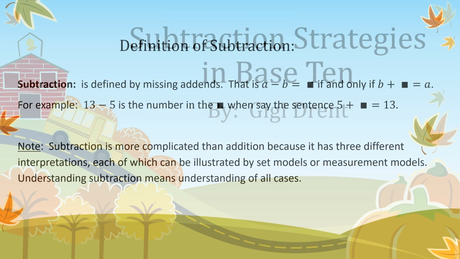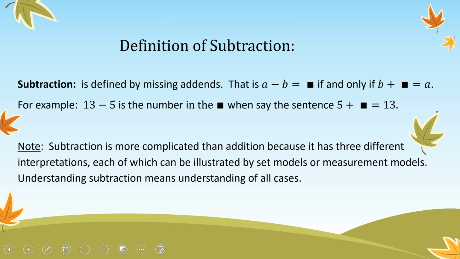So the definition of subtraction is to find the missing add-in in an addition problem. That is, it is the inverse of addition. So A minus B is blank if and only if B plus blank is equal to A. Particularly if you have 13 minus 5, the answer to that is the number that goes in the blank when you are saying the sentence 5 plus blank equals 13. And we all know that's 8, right?